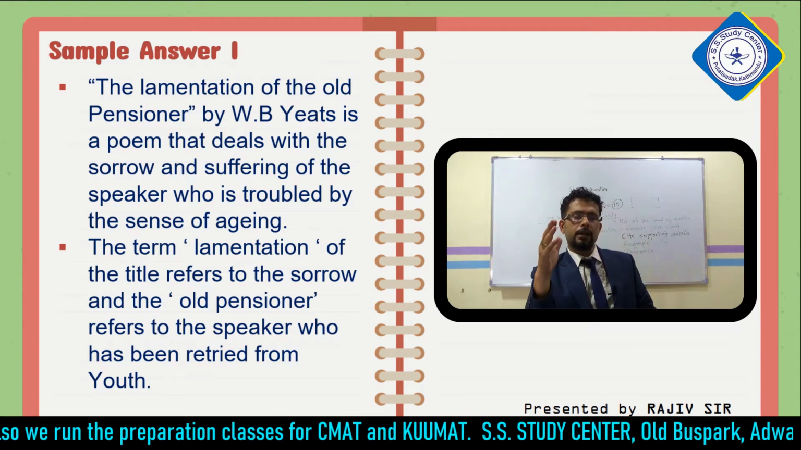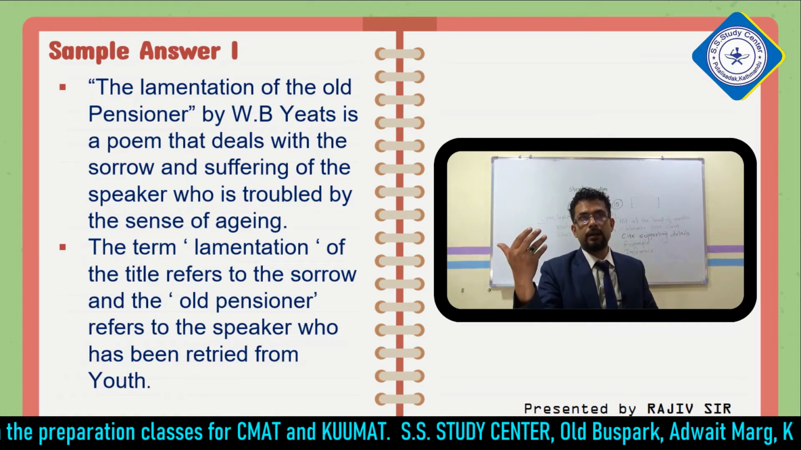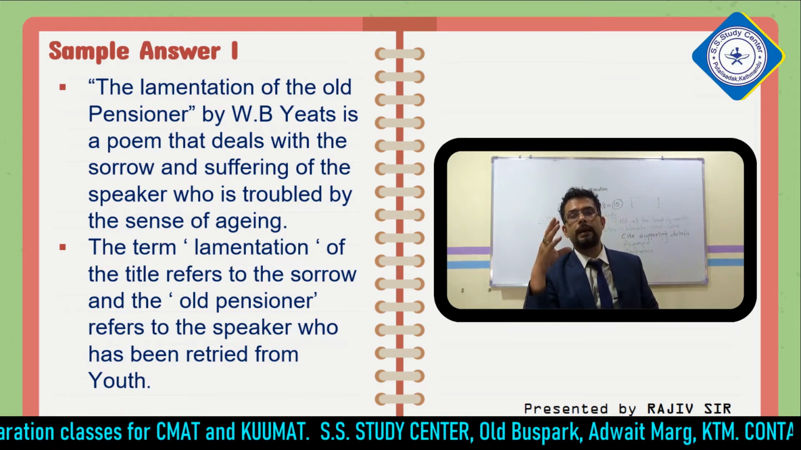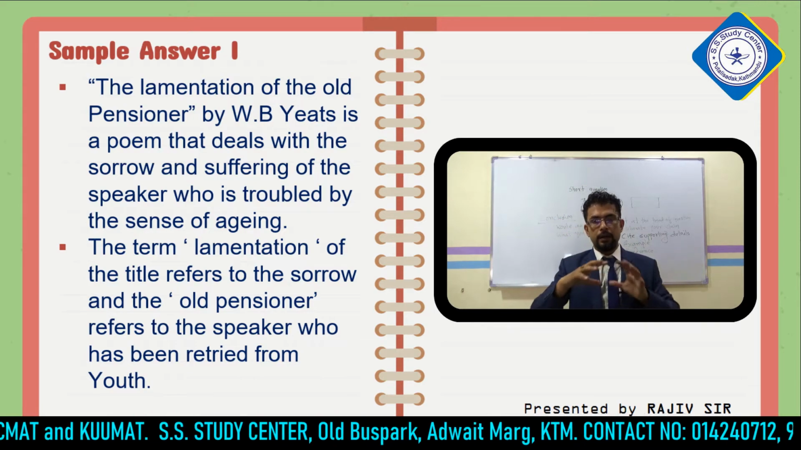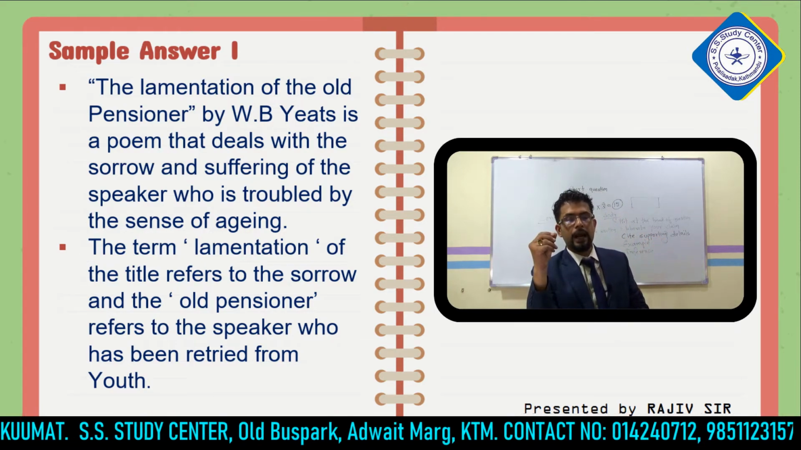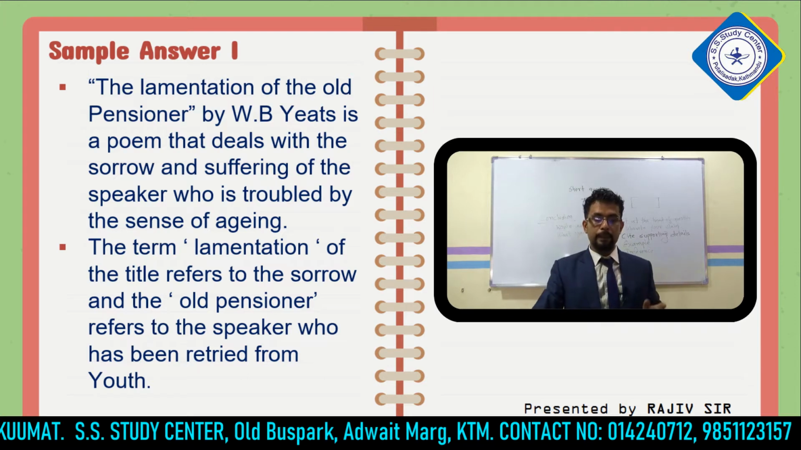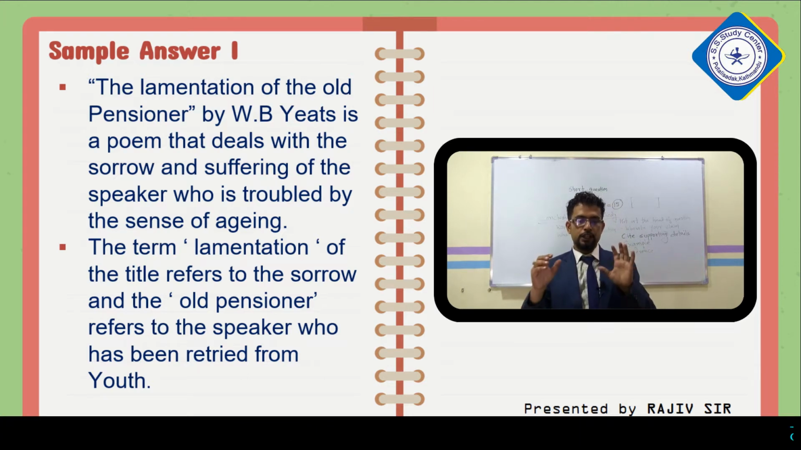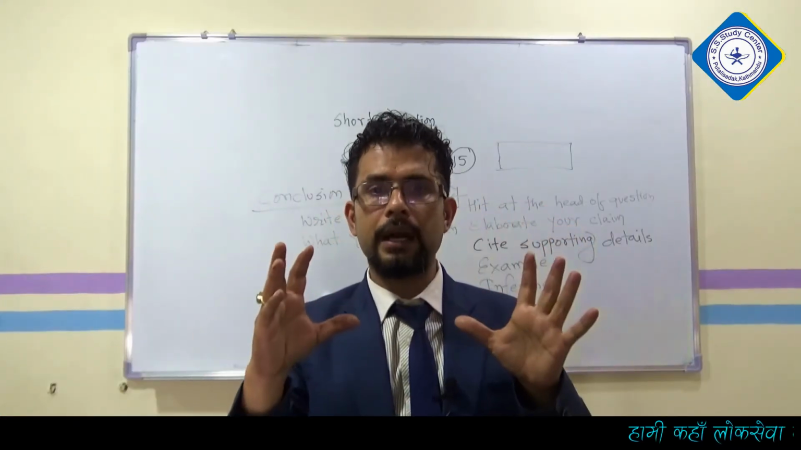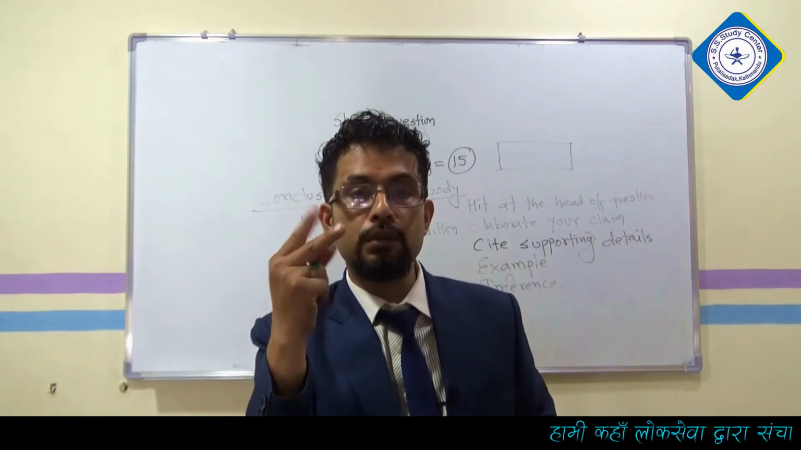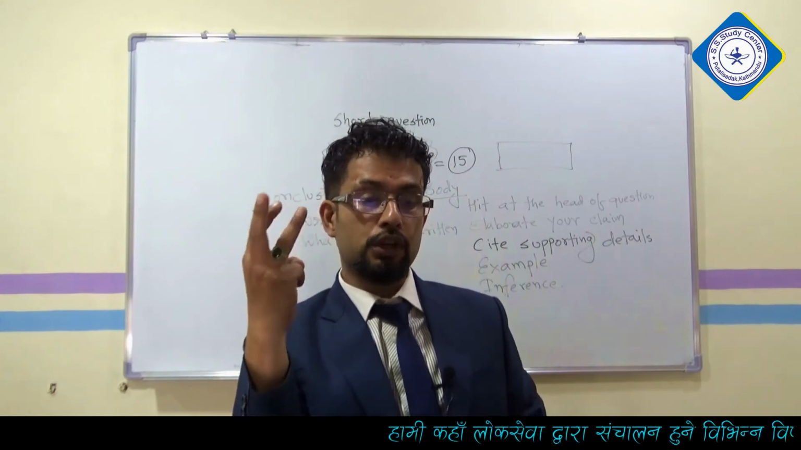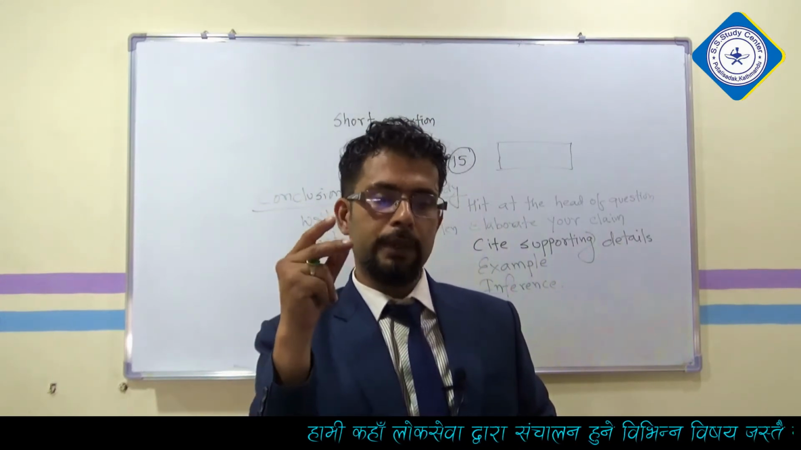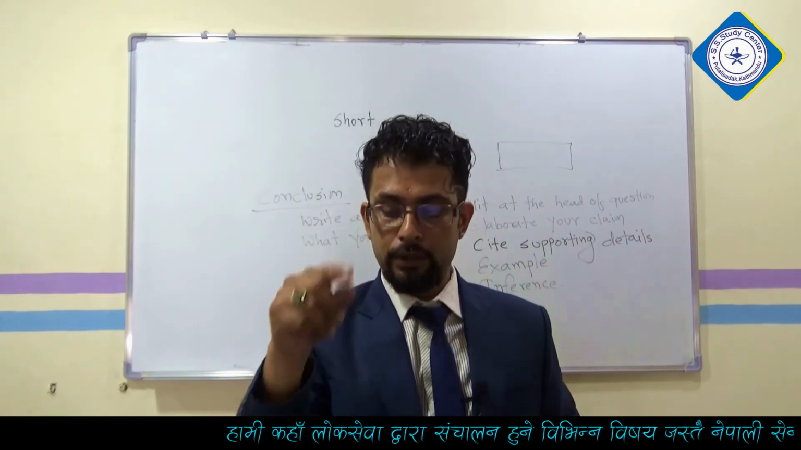Now write the term lamentation of the old pensioner. The term lamentation of the title refers to sorrow, and old pensioner refers to the speaker who has been retired from youth. So you have taken the title, and from that title you have taken two words. What are they? Lamentation, which refers to sorrow, and old pensioner, which refers to the speaker who has been retired from youth.